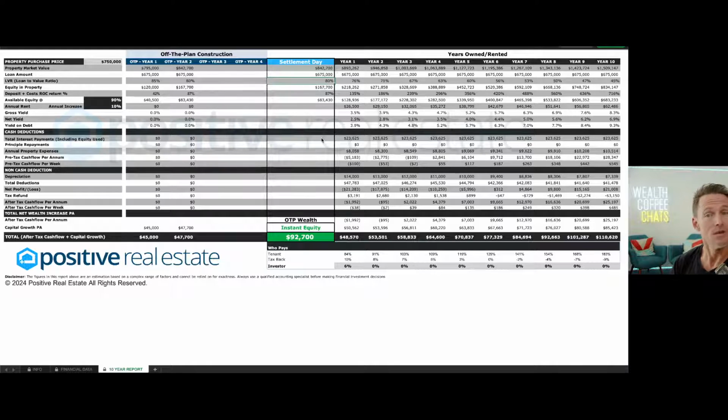So what does that mean? Well, on settlement day, 80% lending, you don't have to pay lender's mortgage insurance. That's another little benefit of these things as well. If you want to know more about the details of some of these ideas and strategies, make sure you come along to one of our webinars. But this is the drill.